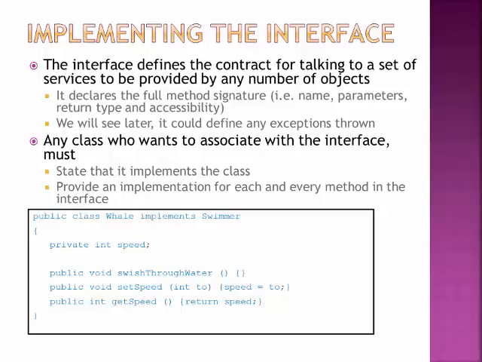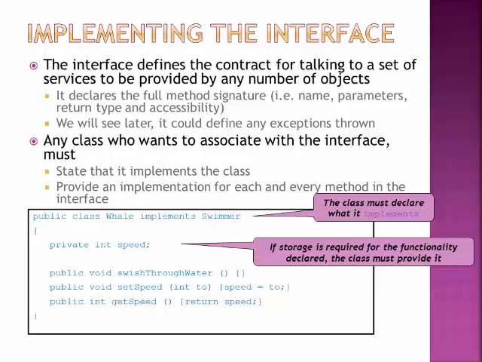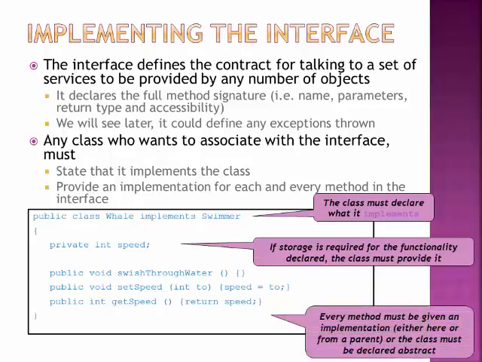If I need data to store, I have to provide the data to store here. So once I implement it, I'm saying I'm binding myself to this contract. I know how to swim, and I will perform these methods for you. So if I need data, I store it, and then each method has an implementation, whatever it's going to be. I'm not showing the implementation. You could have it be blank. Swish through water, I'm just not going to do anything. I'm just in the water. I'm just naturally swimming. Or more likely, you'd have some code, some implementation inside of there.